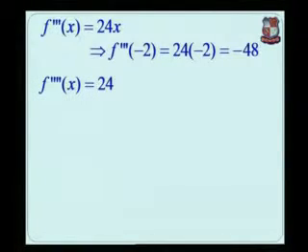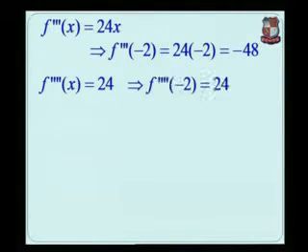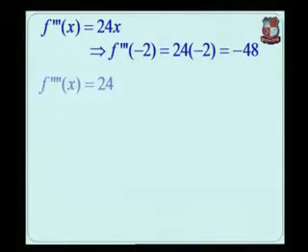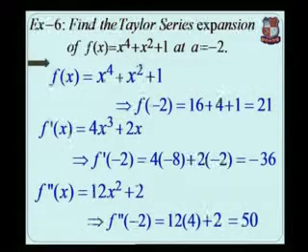We find out the fourth derivative, so 24 as it is, derivative of x is 1. We find the value at the point -2, so the fourth derivative at the point -2 is equal to 24. As power of x is 4, so the fifth derivative is 0 and all other derivatives are 0. So our question is x⁴ plus x² plus 1.